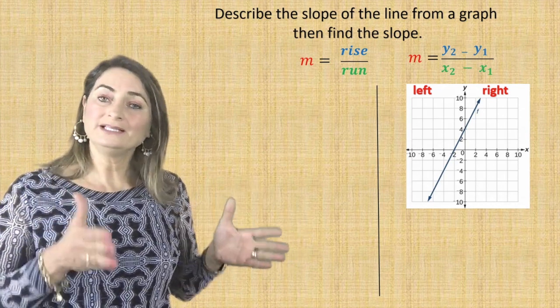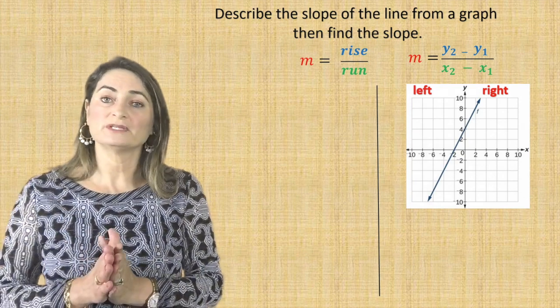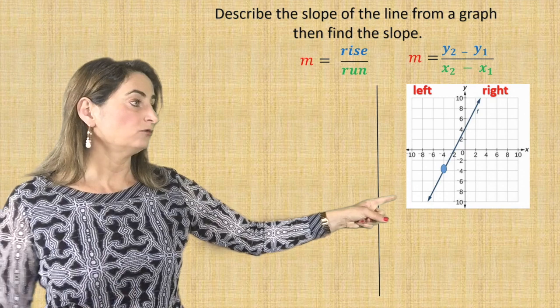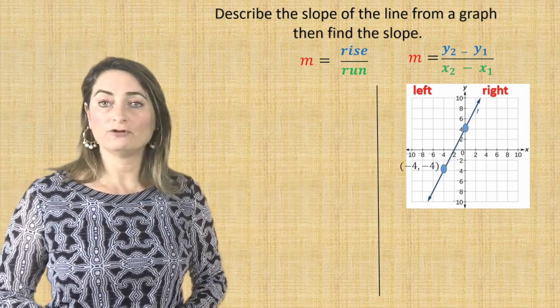No, because linear equations have a constant rate of change, a constant slope, so the slope should be the same at any point. So choose 1 dot, and I will choose (-4, -4), and the second dot, (0, 4).